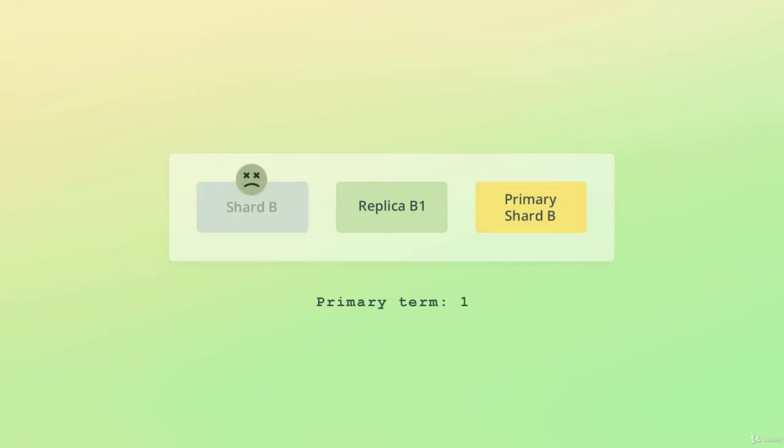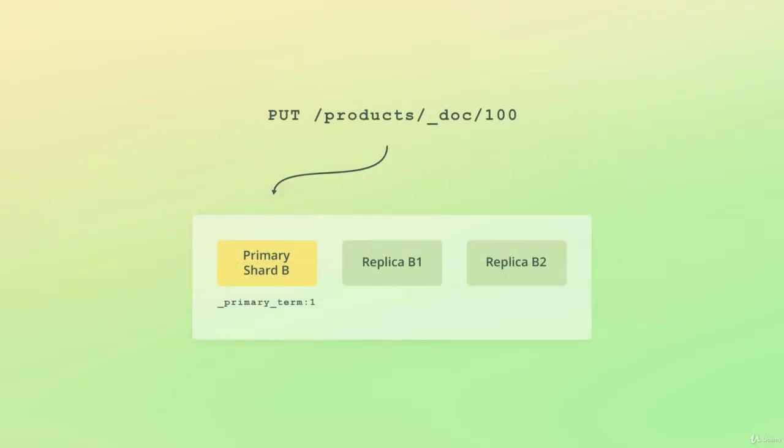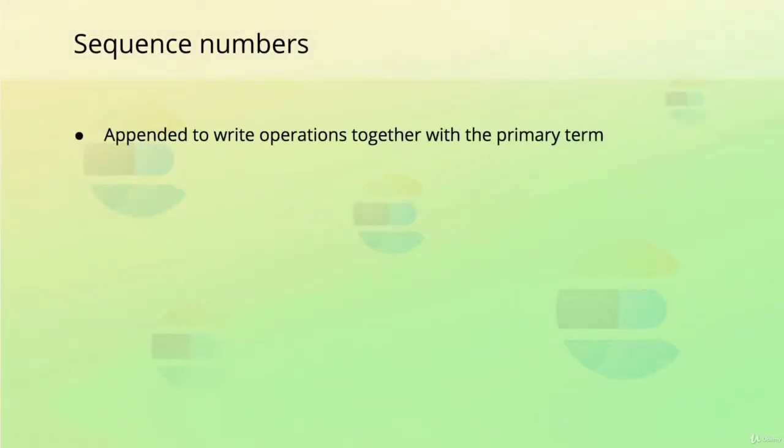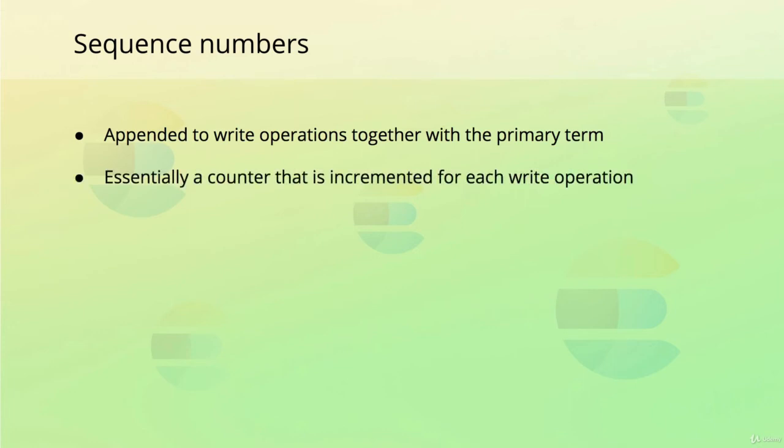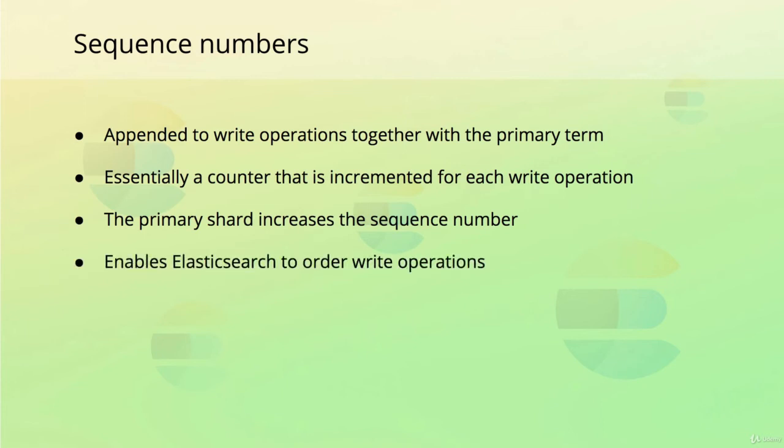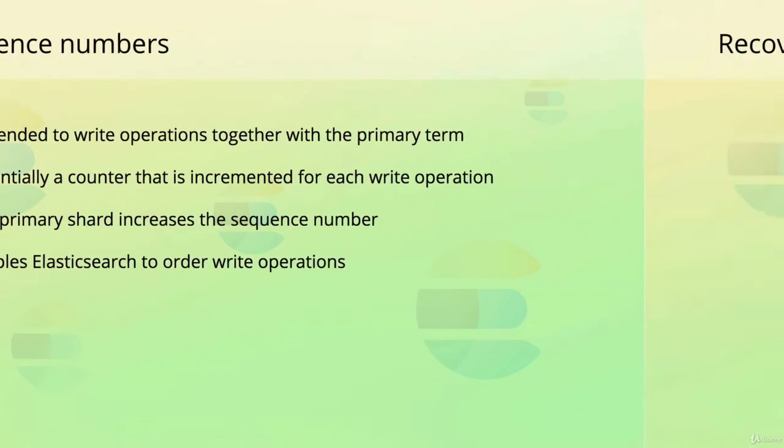Apart from associating each operation with a primary term, a sequence number is also given to operations. This sequence number is essentially just a counter that's incremented for each operation, at least until the primary shard changes. The primary shard is responsible for increasing this number when it processes a write request. Sequence numbers enable Elasticsearch to know in which order operations happened on a given primary shard.